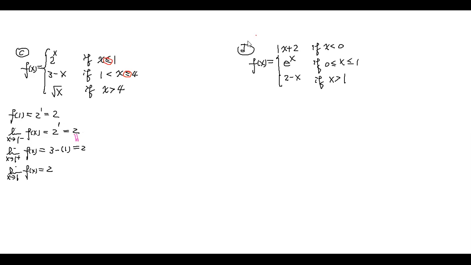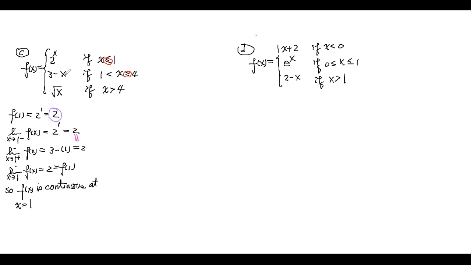Also, very nicely, it is equal to the function value, right? So it's equal to f of 1 here. So what do we have here? f of x is continuous at x equal to 1 here. Okay, that's great, right?